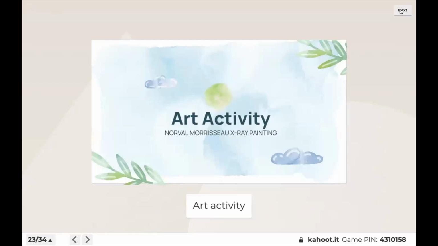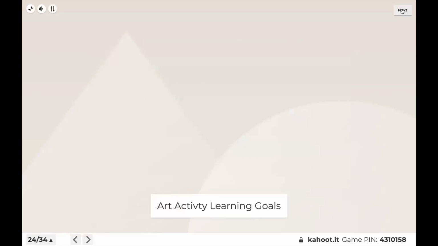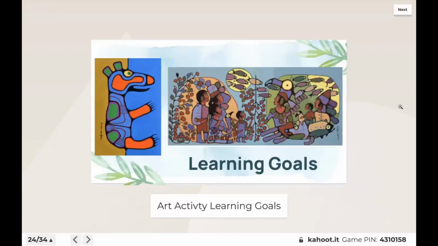So now moving on to the art activity. This covers the visual arts curriculum. And I found this activity posted on the OISE website from the University of Toronto. I'm just gonna go to the next slide. So for this lesson, you use the Ojibwe artist Norval Morrisseau, and he was born in the early 1930s on the Sandy Point Lake Reserve north of Thunder Bay in Ontario.